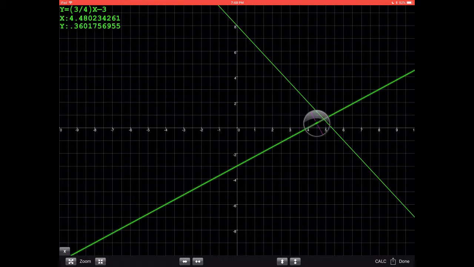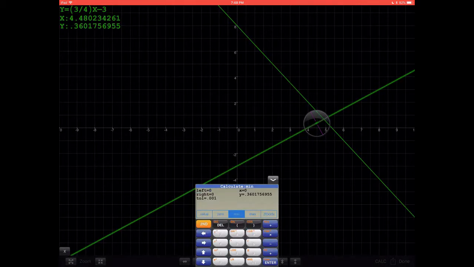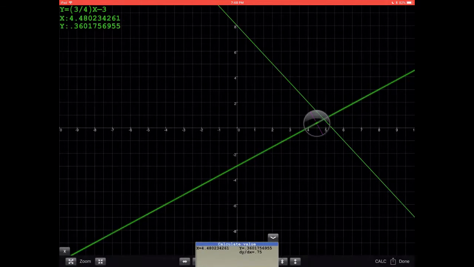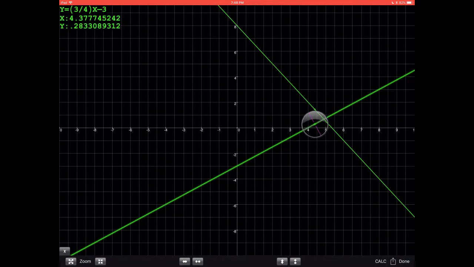if I go right here and I hit calc, I want to find where they intersect. Then I move my pen. I have a writing pen. I want to find the intersection point, and it tells me. It says I intersect. Isect.